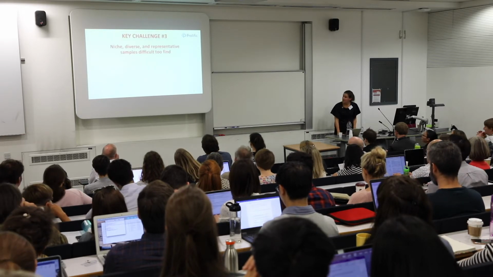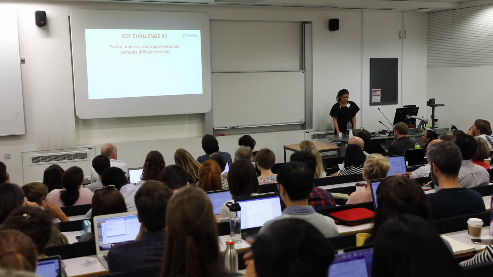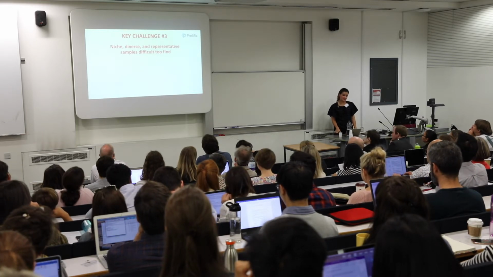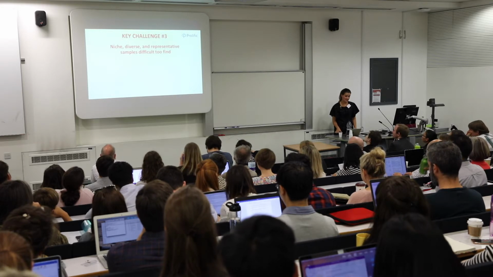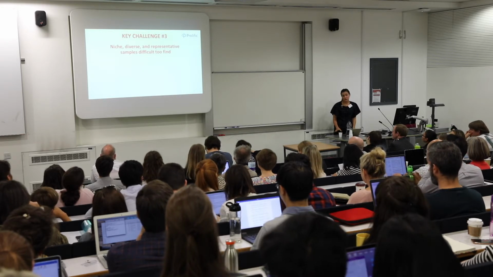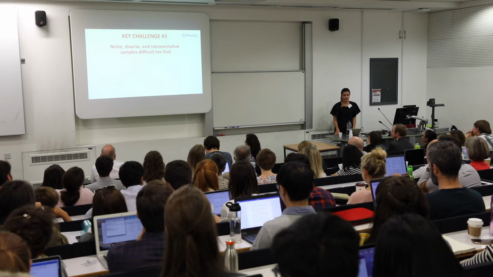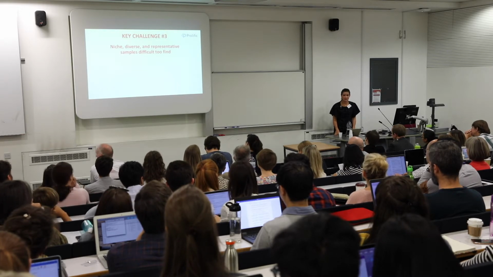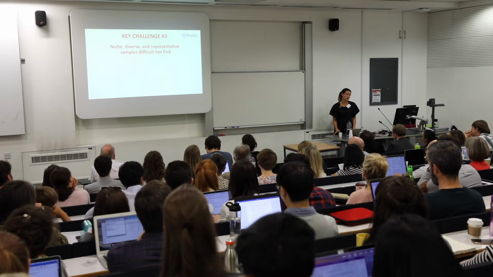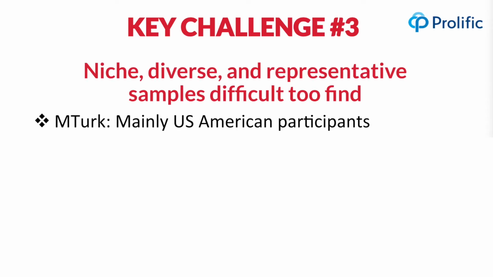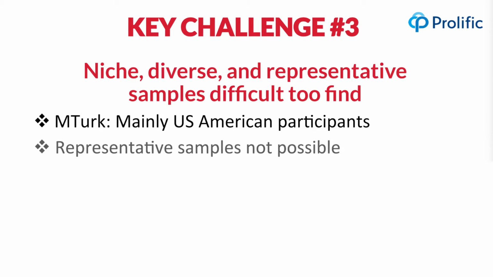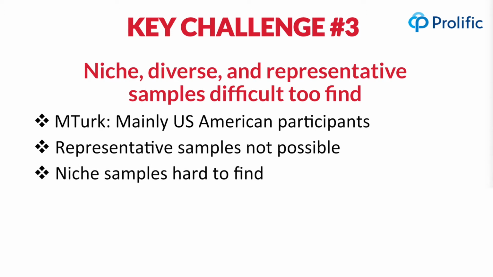Right, the final challenge I want to talk about. It's incredibly difficult to find niche, diverse, and representative samples online. You can go to panel companies to find representative samples, but that comes with a huge price tag. It's basically unaffordable for academics. As far as I know, mTurk mainly has US American participants. It's unclear how many participants they have in other countries. I don't think representative samples are possible there. Niche samples are hard to find.